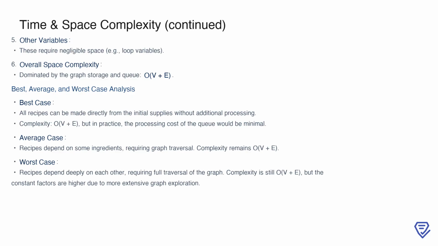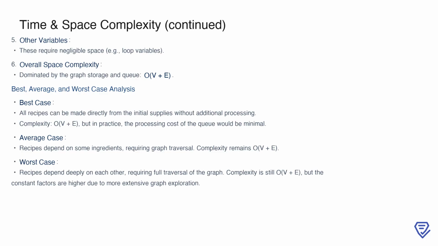Moving on to the best, average, and worst case analyses, in the best case, all recipes are directly achievable from the initial supplies. Here, while the graph still needs to be built, queue processing is minimal, resulting in the same O(V + E) complexity but with lower constants. In the average case, recipes have dependencies that require moderate graph traversal, still maintaining O(V + E). In the worst case, recipes depend heavily on each other, requiring a full traversal of the graph. Even in this case, the time complexity remains O(V + E), though the constant factors may increase due to deeper traversal.